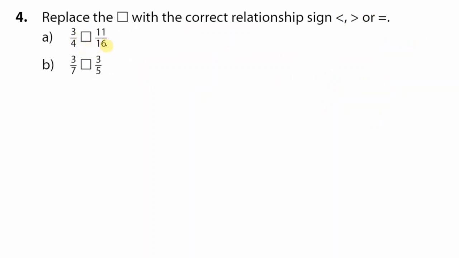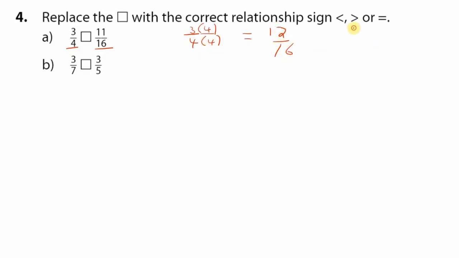And now we are comparing fractions. We have to replace the block with the correct relationship, either smaller than, bigger than, or equal to. The strategy here is to get the bottom ones the same, in other words, the denominators. So if we multiply 4 by 4, we will also get 16. What we do at the bottom, we have to do at the top. So 3 times 4 is 12, 4 times 4 is 16.